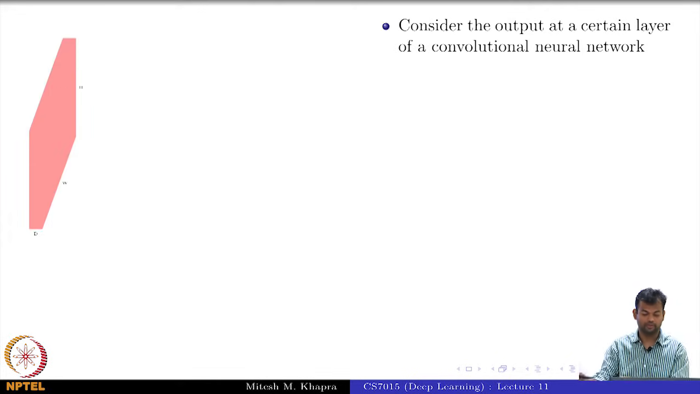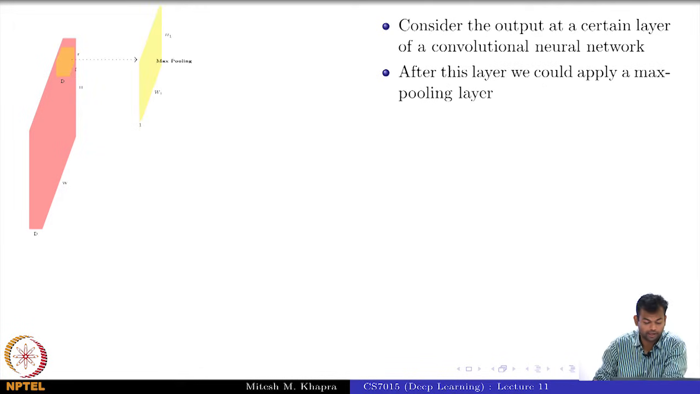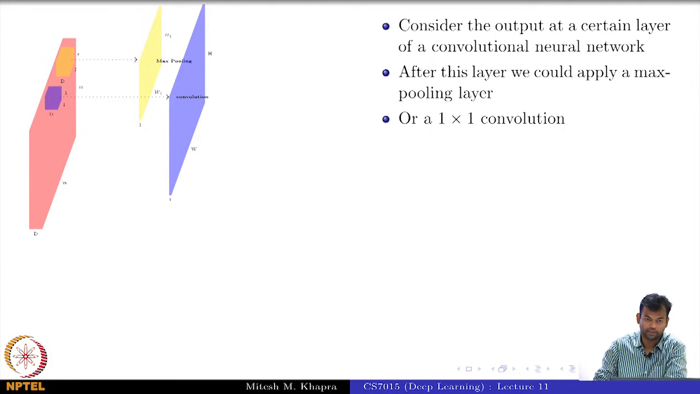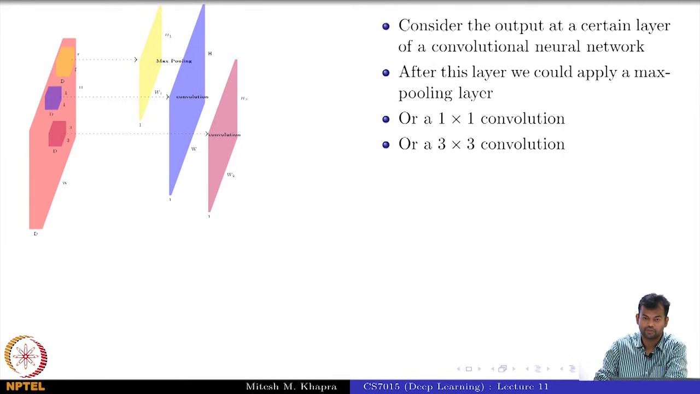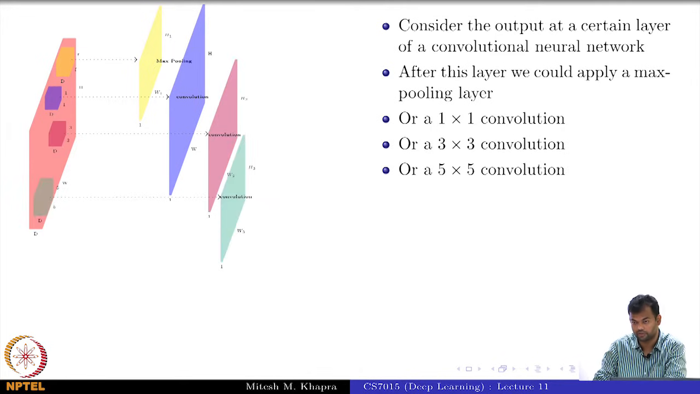So here's a question. Consider the output at a certain layer of a convolutional neural network. You have layer after layer of convolutions and max pooling and so on, and you're somewhere in the middle, and this is what your output volume looks like. Now after that, you could apply a max pooling layer, a 1x1 convolution, a 3x3 convolution, or a 5x5 convolution.